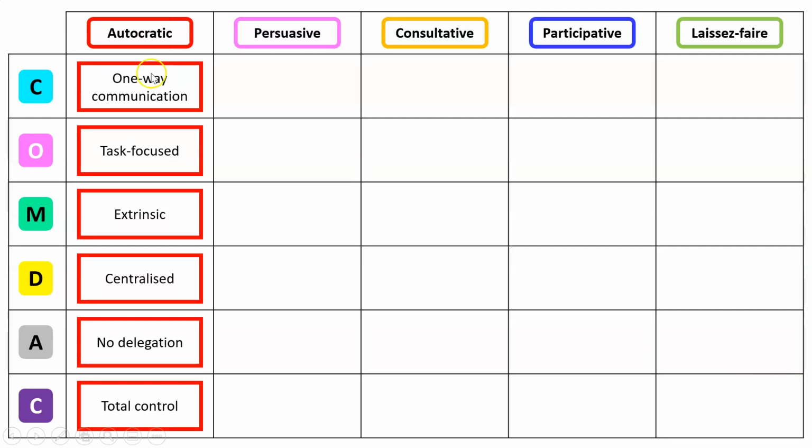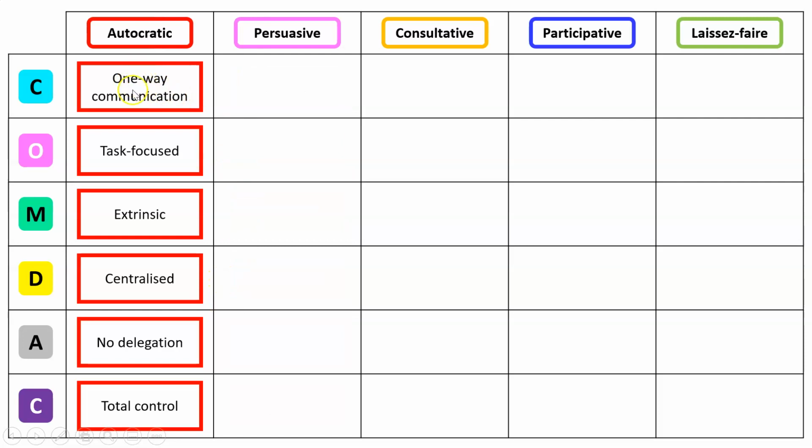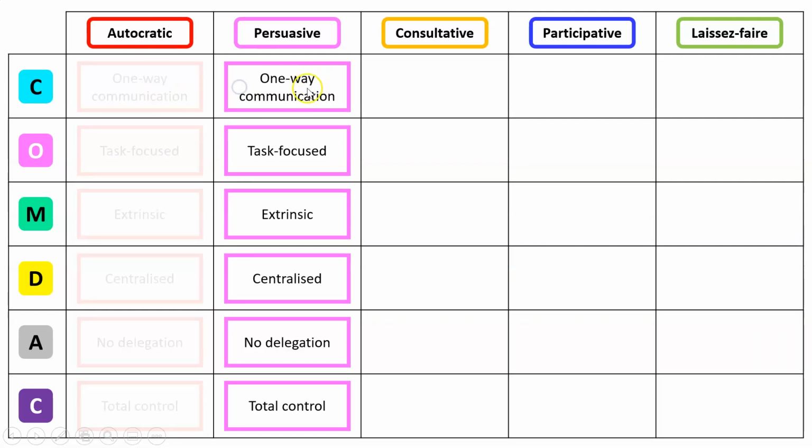So autocratic tells people what to do with one-way communication, totally task-focused, extrinsically motivates employees, maintains decision making, does not delegate anything important, and therefore they maintain total control. Persuasive, we can say basically the same, except for one thing. Instead of with autocratic, where you just tell employees what to do, here you sell them. So you do tell them what to do, but you give them a reason. You might say why it's in their best interest and how they'll benefit. But the rest remains the same.